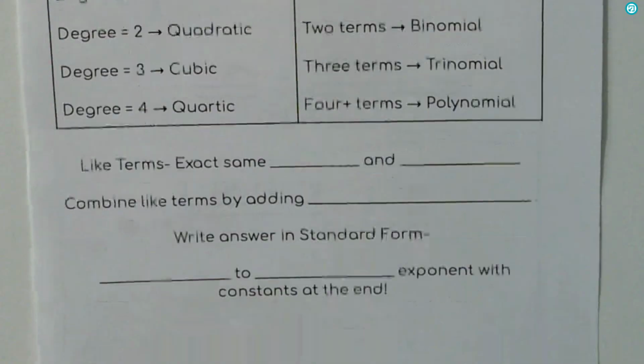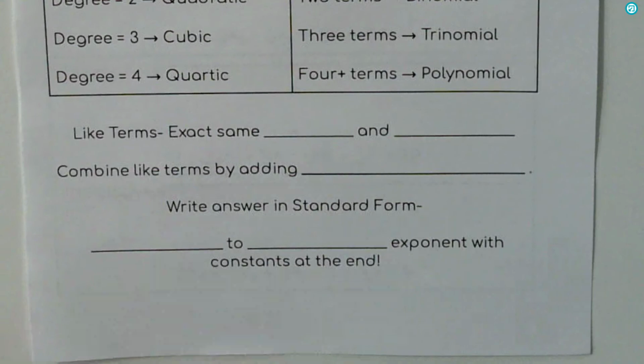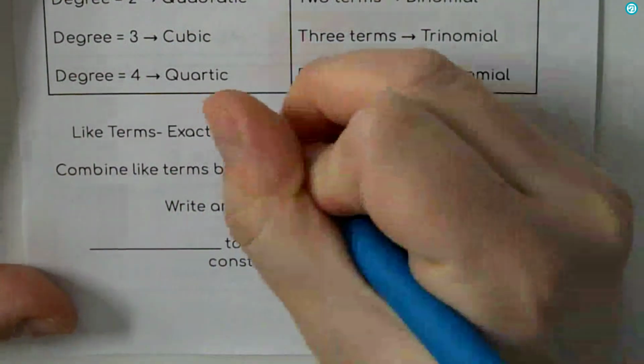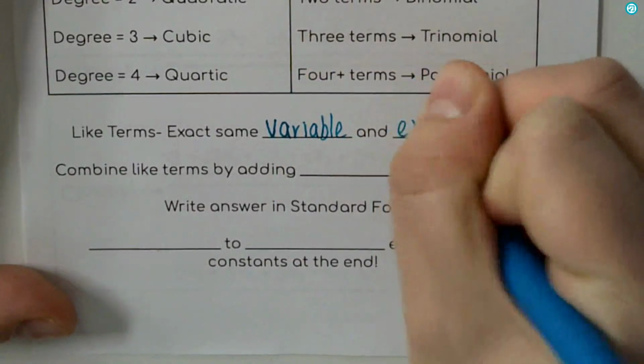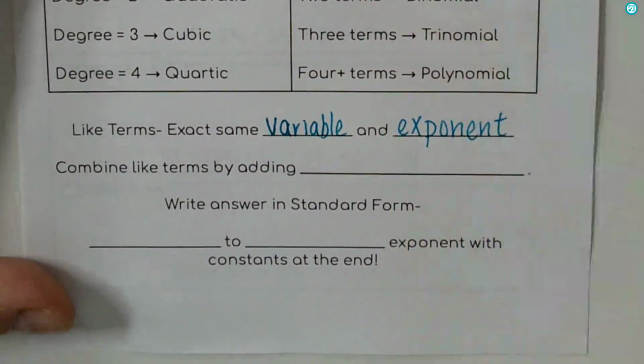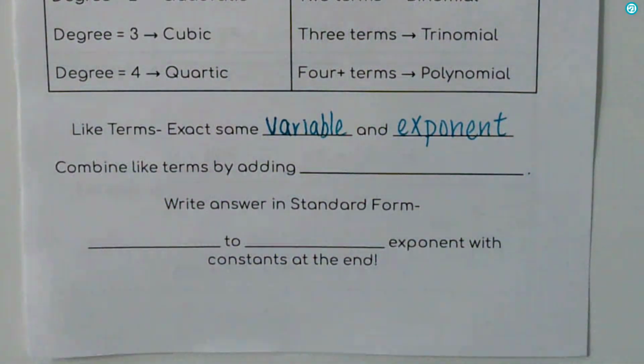We've got a few little blanks here. Like terms. We have already dealt with like terms this year back in Unit 1A, I believe. Like terms have the exact same variable and exponent. So we are going to be combining those today. So like all of our x squareds get combined together. All of our x to the thirds get combined together, etc. Okay. We combine our like terms by adding their coefficients.